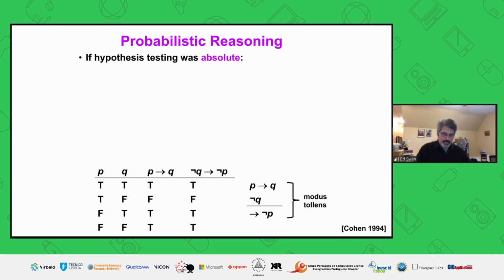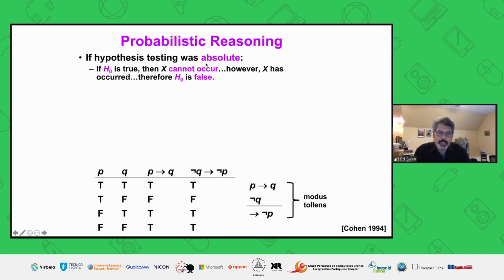So this is the logical flow of hypothesis testing. If the null is true, then X cannot occur. However, X has occurred. Therefore, the null is false. This is following the logical inference rule of modus tollens. If you take a course in logic, study logic and discrete math, you see these kind of truth tables.